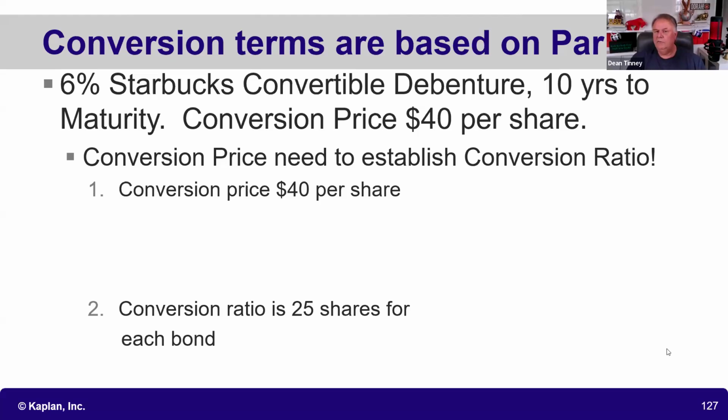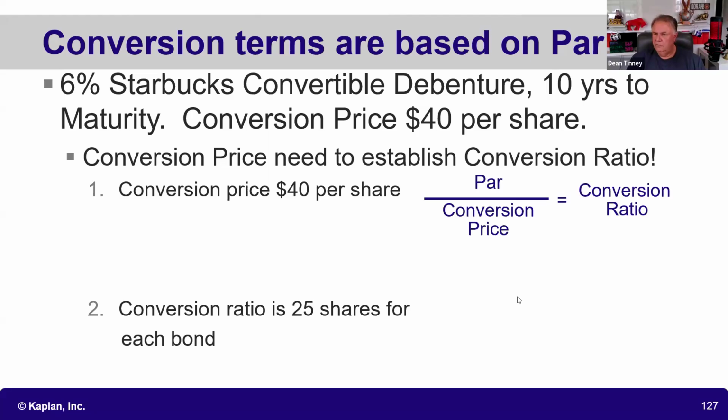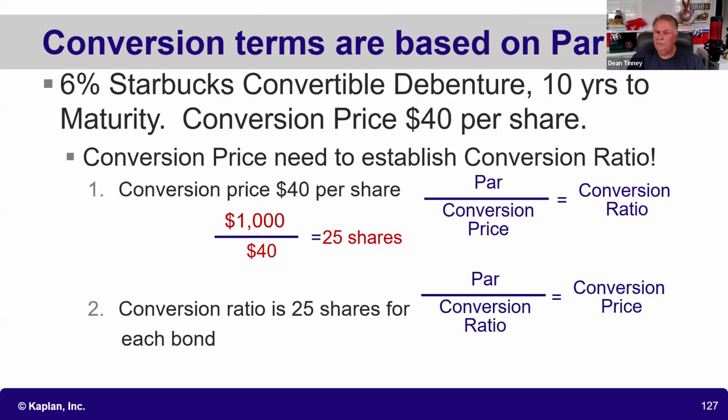So first thing is we've got to know the conversion ratio, and that's based on par. To establish the conversion ratio, we're going to take par, divide by 40, and we come up with 25 shares. So that's important because remember, 10 years from today, Starbucks is going to say, Brenda, do you want 25 shares of Starbucks or do you want your $1,000 back? Now we know what you're going to do.